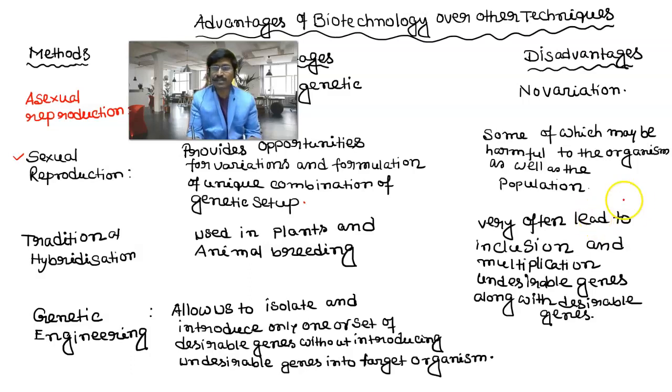In case of disadvantages, it can be harmful for the organism and the population. Traditional hybridization technique is used in plant and animal breeding, and very often leads to inclusion and multiplication of undesirable genes. So in traditional hybridization, what is made possible? Inclusion of undesirable genes.